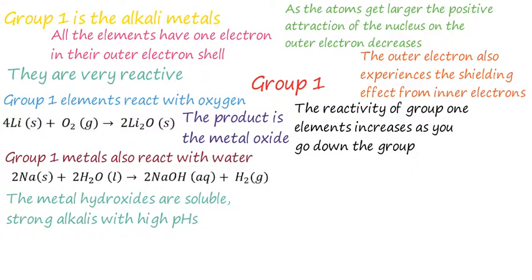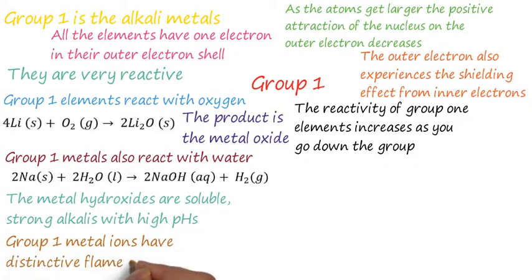These metal hydroxides are soluble strong alkalis with high pHs. This is where they get the name alkali metals from. During the reaction, the metal moves around, fizzing on the surface of the water. This reaction is so vigorous that the metal ions produced burn. Group 1 metal ions have distinctive flame colours when they burn, and so during the reaction with water, you can see a coloured flame, such as lilac flame for potassium ions.